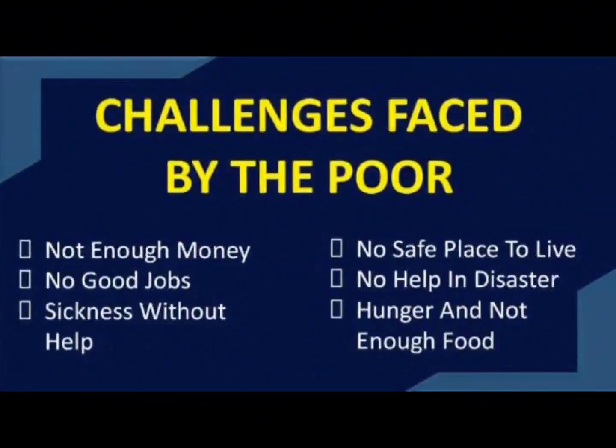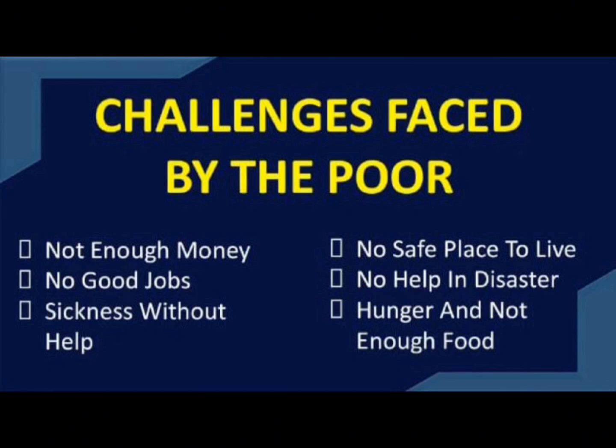Today the topic of my presentation is empowering the poor. We are discussing our program, which aims to uplift the poor through targeted initiatives and support systems. Here are the challenges faced by the poor in Pakistan. Not enough money. Many families don't have enough money to buy food, clothes, or pay for important things like school fees or medicines. No good jobs. It's hard for poor people to find good jobs that pay enough money to support their families. Sometimes they can't find any work at all.